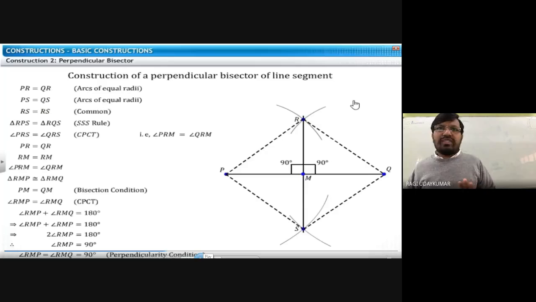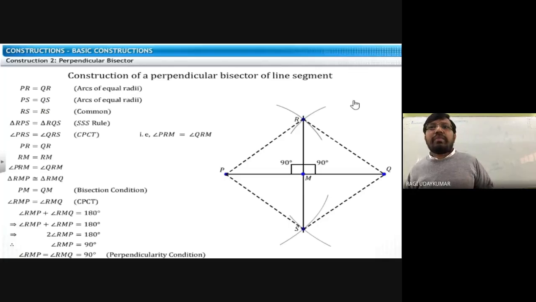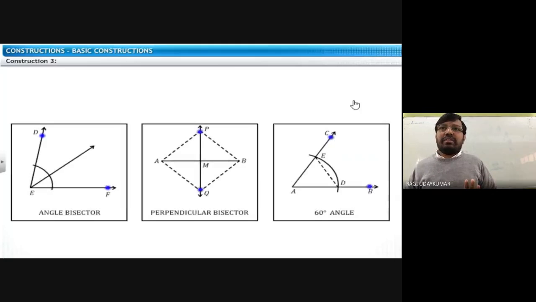So actually this proof is not essential for you, but you need to know how we construct that one. So this is a way to construct the perpendicular bisector of the line segment. These two: angle bisector is over, perpendicular bisector.